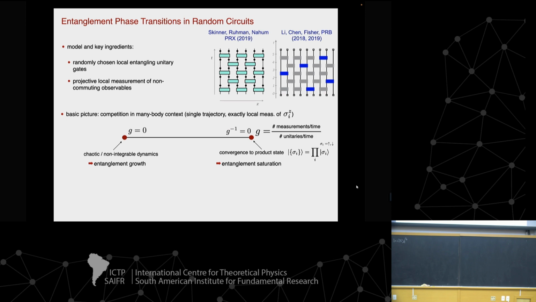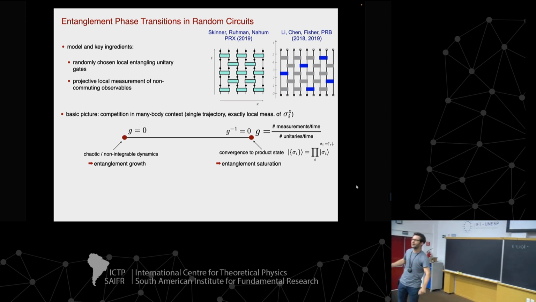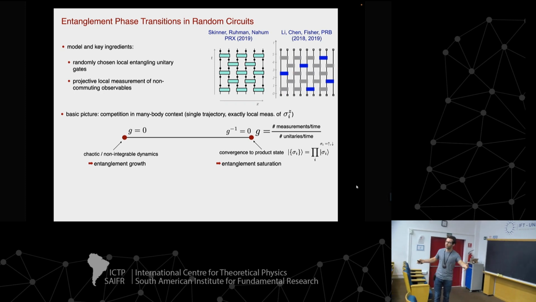So G equals 0. This is the no-measurement case. It is well known in these random circuits that this leads to chaotic, non-integrable dynamics, which has entanglement growth proportional to the volume of the system, so in one dimension, just proportional to the length. That's really what Saro already told you. And then in the opposite limit, let's go to no Hamiltonian dynamics at all, and let's indeed now measure spin up, spin down.